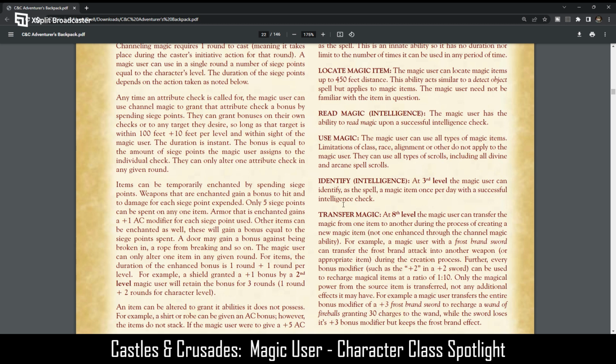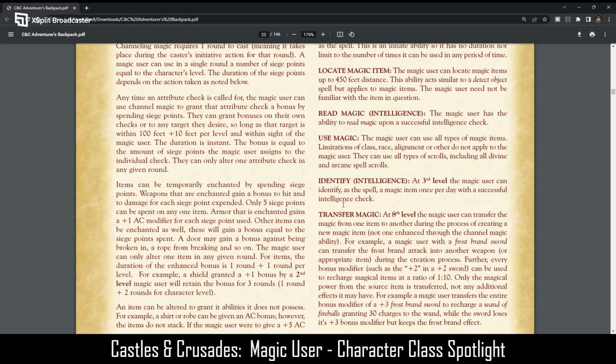For items, the duration of the enhanced bonus is 1 round plus 1 round per level. For example, a shield granted a +1 bonus by a second level magic user will retain that bonus for 3 rounds, 1 round plus 2 rounds for the character level. An item can be altered to grant it abilities it does not possess.